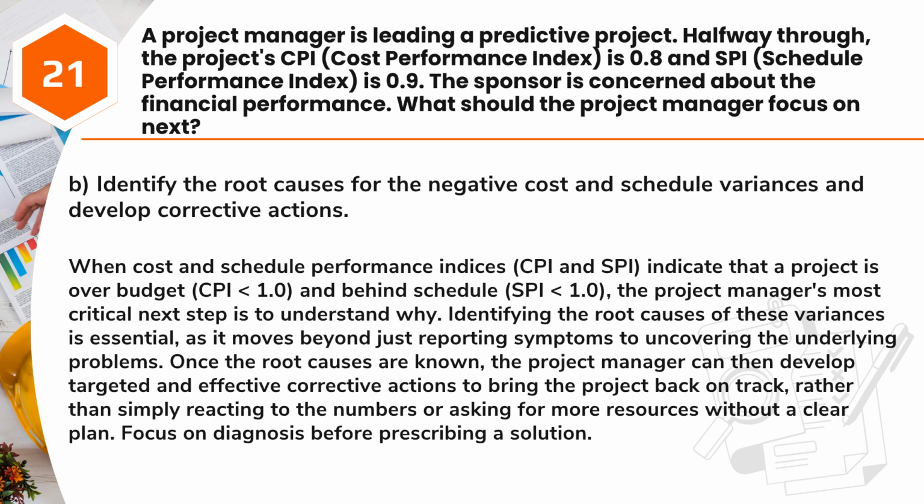Answer: B. Identify the root causes for the negative cost and schedule variances and develop corrective actions. When cost and schedule performance indices, CPI and SPI, indicate that a project is over budget, CPI less than 1.0, and behind schedule, SPI less than 1.0, the project manager's most critical next step is to understand why.